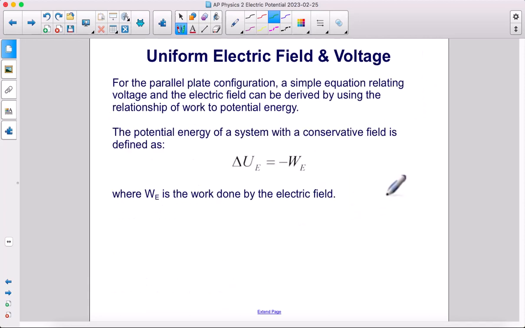For the parallel plate configuration, a simple equation relating voltage and the electric field can be derived by using the relationship of work to potential energy. The potential energy of a system with a conservative field is defined as this. The change in potential energy is going to be equal to the negative work done by that conservative field, in this case, an electric field.